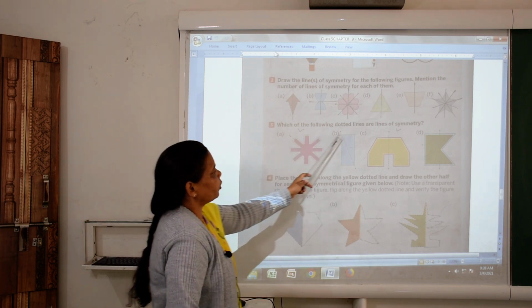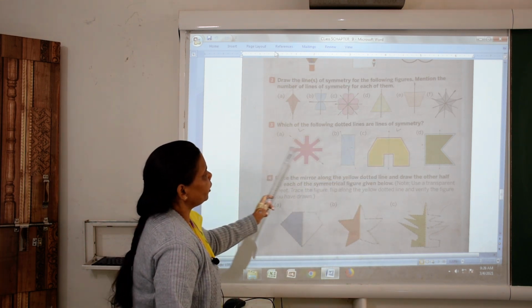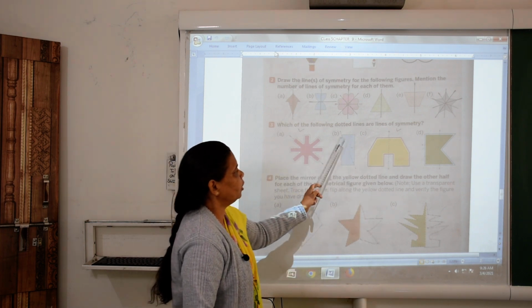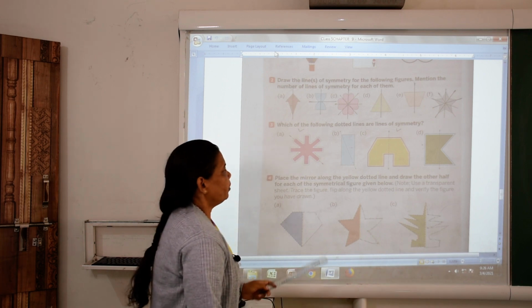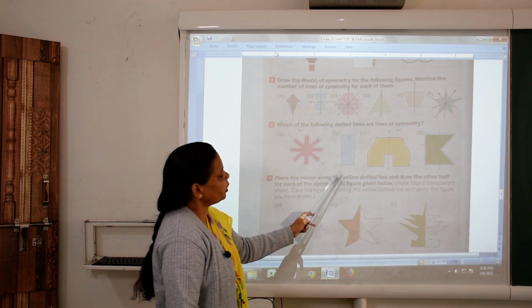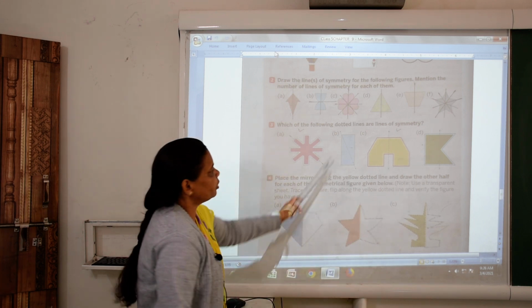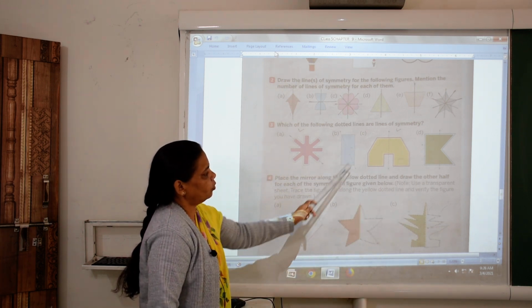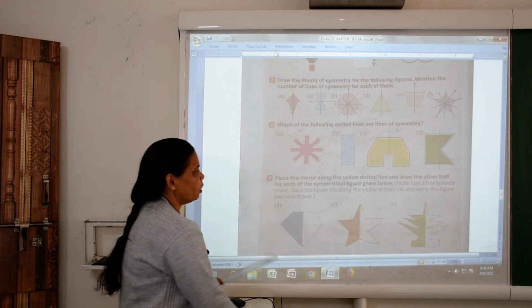Which of the following dotted lines are lines of symmetry? Here this is a line of symmetry and this one is a line of symmetry. This one is not a line of symmetry, this one is also not a line of symmetry, because this line does not divide the figure into two equal parts, here and here, because this one is a rectangle. Okay? If there is a square, then it divides into equal parts.